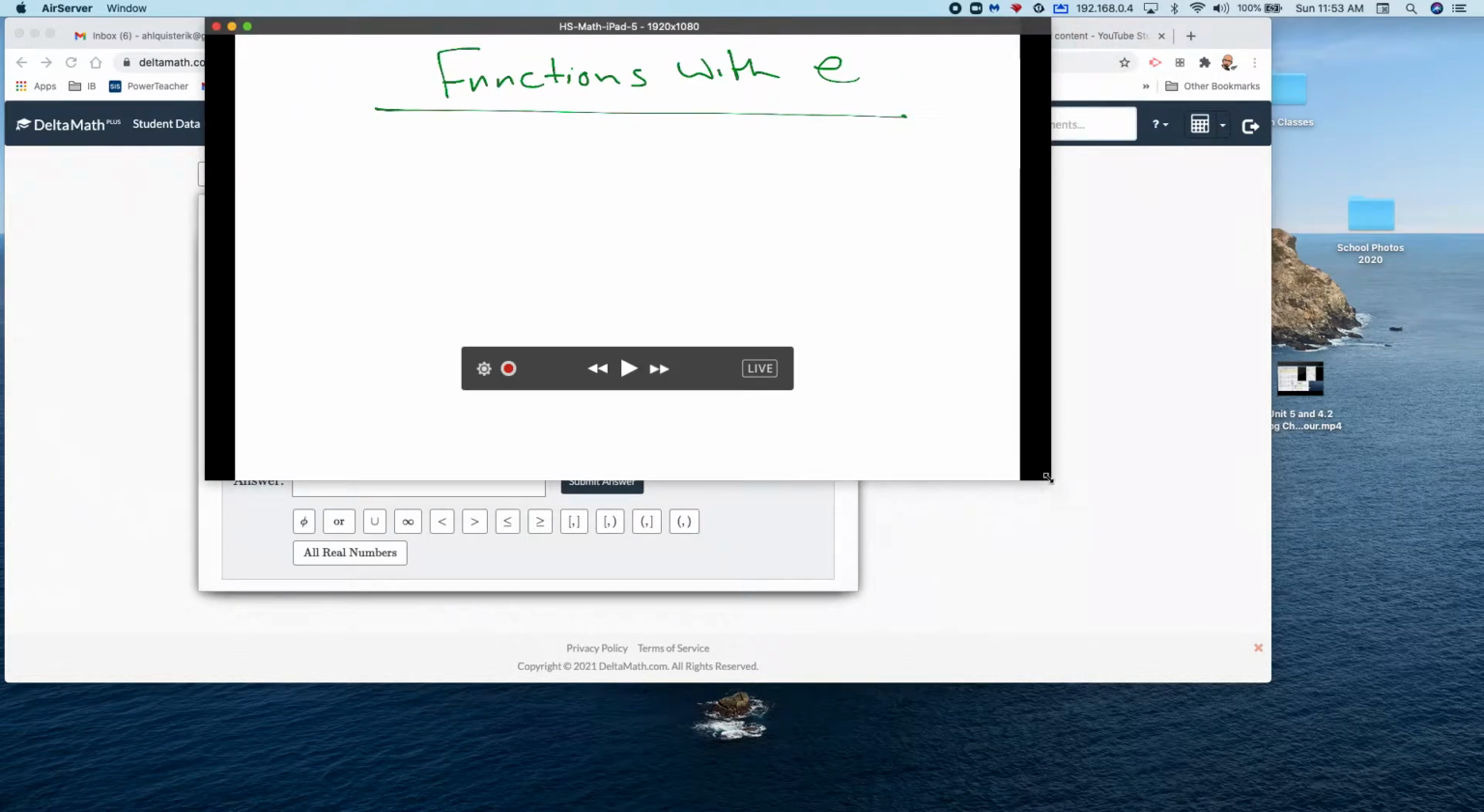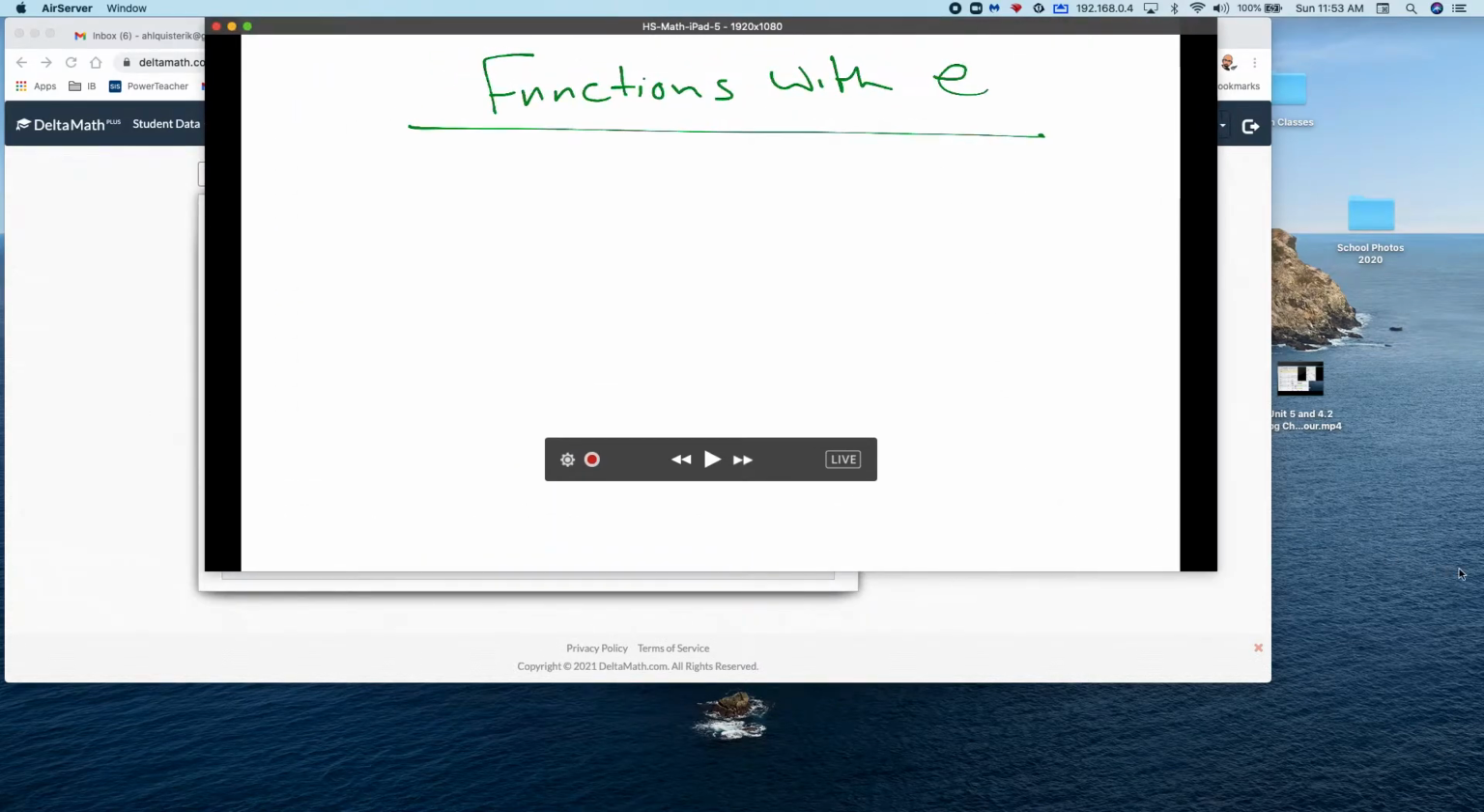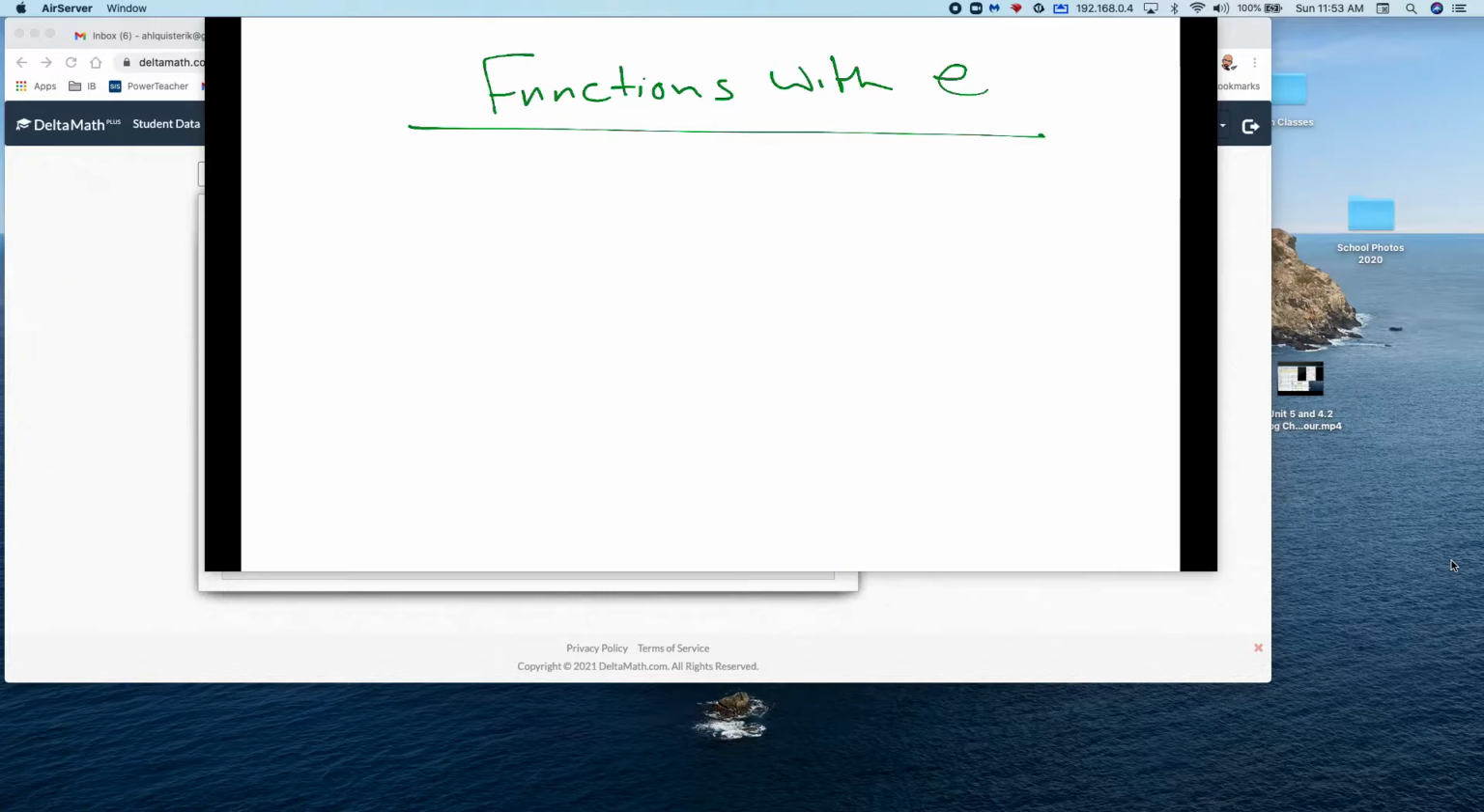Some stuff with this function e, and really functions with e. We're going to really look at functions with e to the x. And I need to review a couple things with you. First of all, the product rule. The product rule for differentiation.